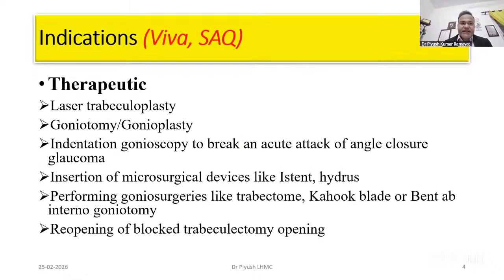These were the diagnostic indications, and in therapeutic indication, which are increasing nowadays with the advent of MIGS, we use gonioscopy for various MIGS procedures, Kahook blade, bang, GAT. It is also used for lasers like laser trabeculoplasty.